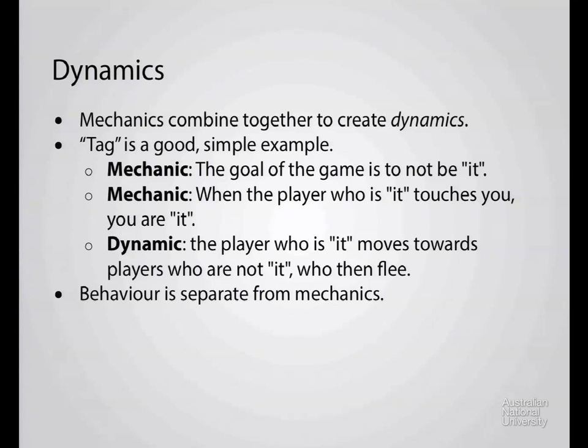That means I will approach them. If I'm not it, I want to stay away from that person. So already you can see one person moving towards another who flees. So chasing isn't actually in the rules of tag. Tag just says you've got to touch someone, and everything else happens as a result.